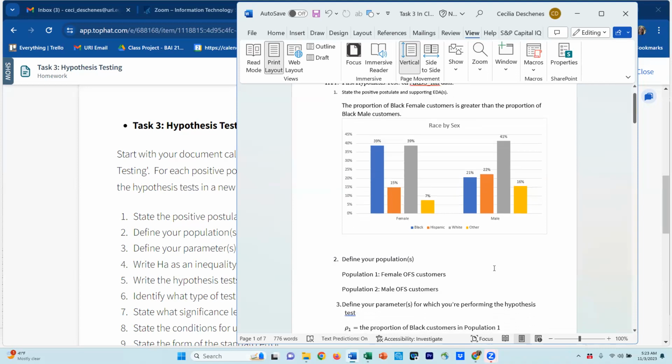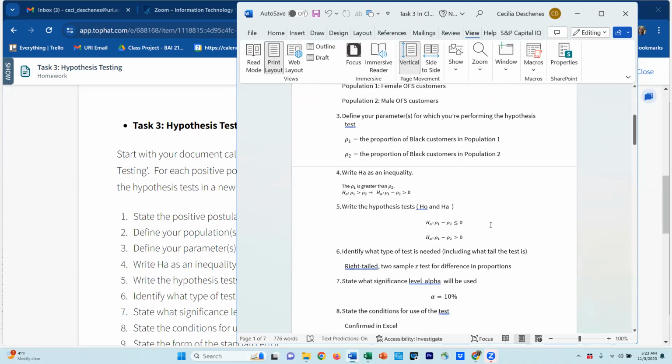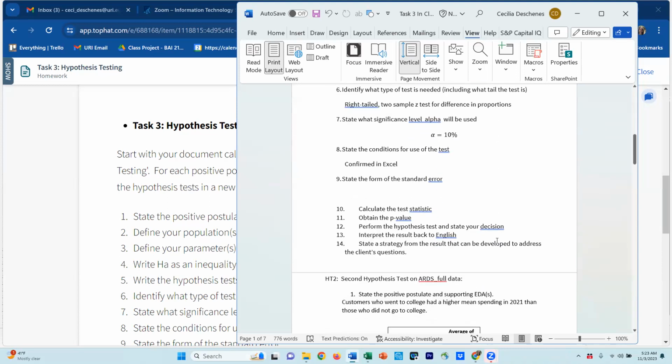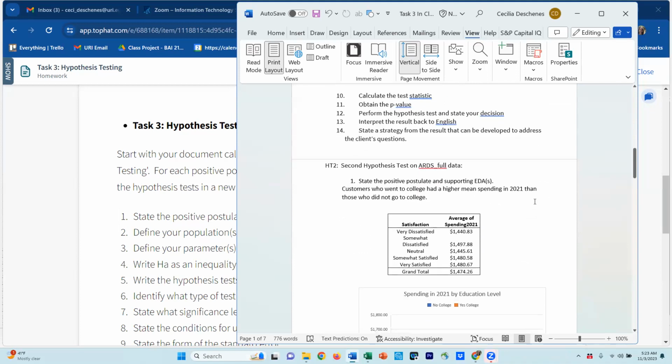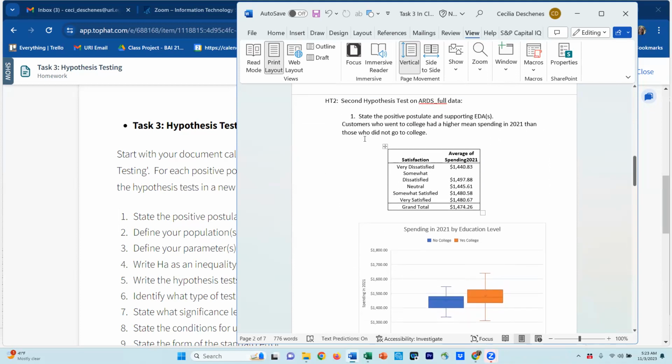And then what I did is I went ahead. Some of this we already had started filling out in class. I'm going to go over that again. But I wanted to show you the general setup on this document. So then the second one, I went ahead and pulled in the second positive postulate on the analysis ready data set that I want to analyze.